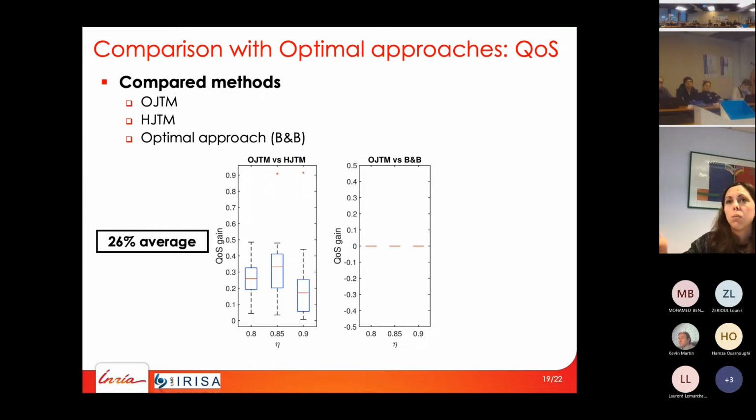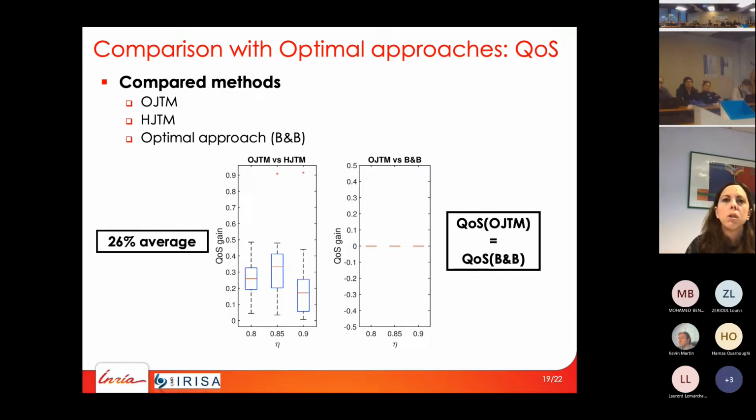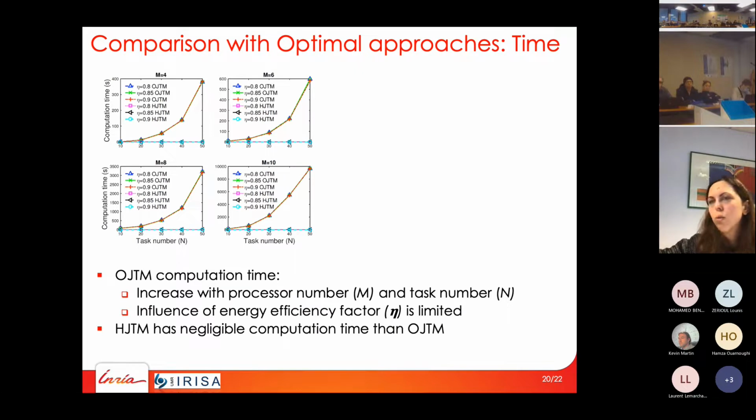And then we'll compare the optimal with branch and bound. Here we see that there is no gain. Actually, both approaches arrive at the same solution. Thus, experimentally, we see also that our approach was able to find the optimal solution. Going now to the time.